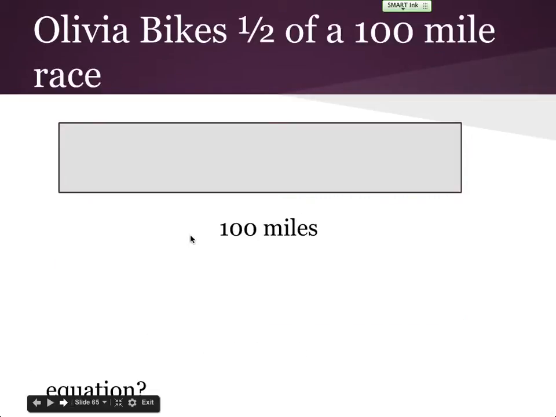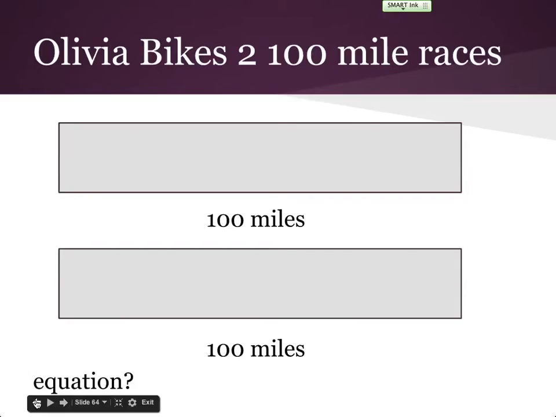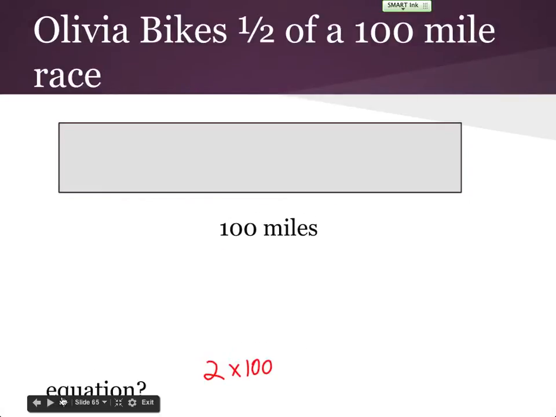If Olivia bikes 200-mile races, how could we write the equation for that? Caden? 2 times 100, because she's doing 200-mile races. This is the tricky part, and I want you to pay attention to this, guys. What if Olivia bikes half of a 100-mile race? How would I write the equation for half of a 100-mile race?